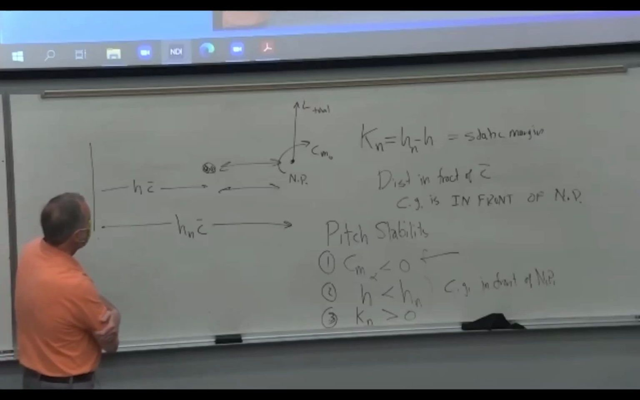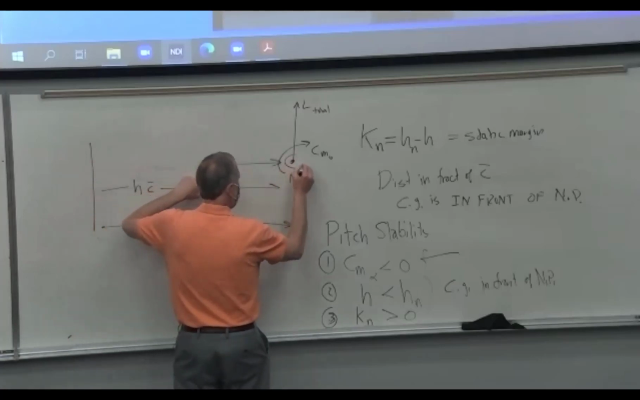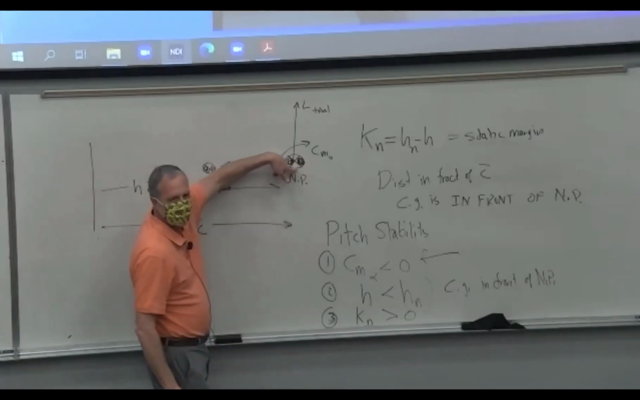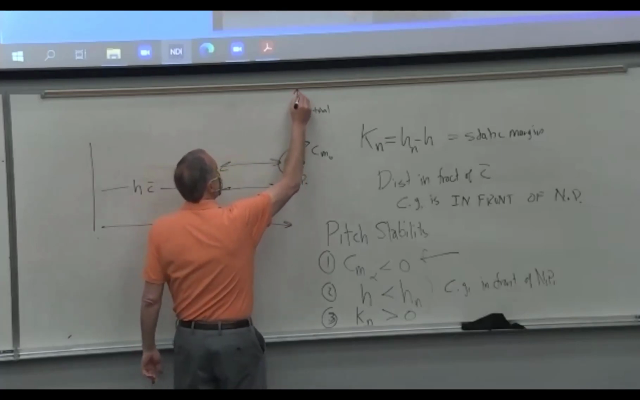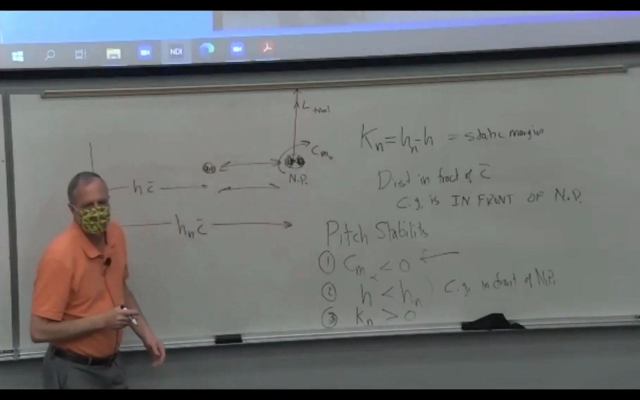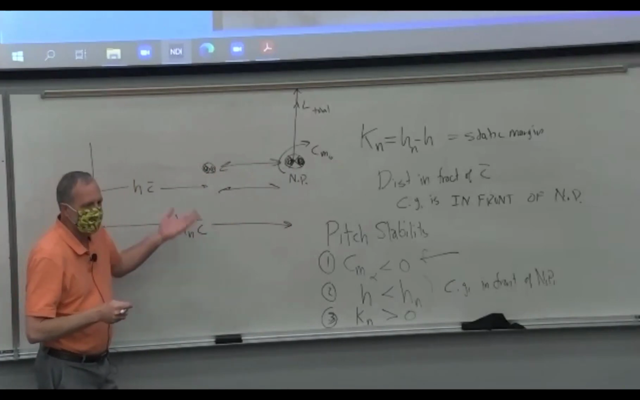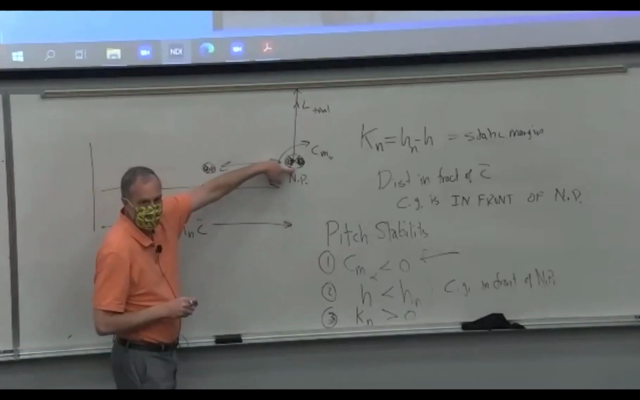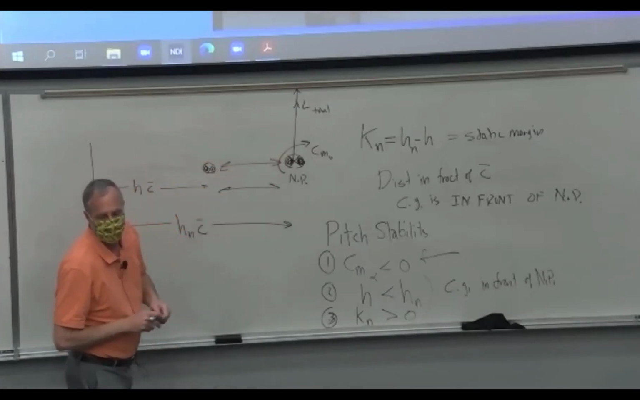And you can see why Cm alpha is 0 if we move the CG back to here. Because then you're taking moments about that point, and if alpha increases and the lift goes up, there is no change in the moment. Right? So Cm alpha, the change in Cm with respect to alpha, if you put the CG at the neutral point, is 0, because that's where the net lift acts.